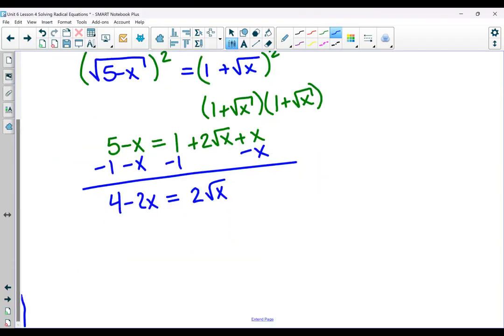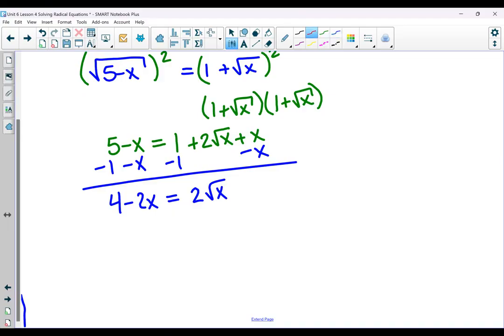Now I could divide both sides by 2. Everything's even, so I can divide the whole equation by 2 and wouldn't be dealing with any fractions. However, that's not always the case. We're not always going to be able to evenly divide by that coefficient. So I'm going to show you a method that'll work no matter what that coefficient of the square root is.